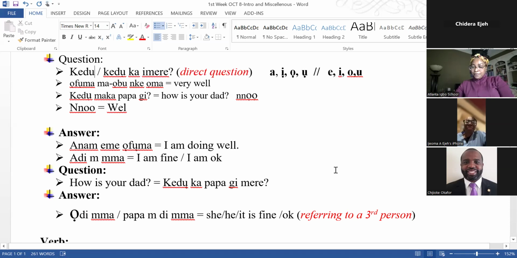How is your dad? The first one, how are you? The second one, how is your dad? The third one, welcome. I'm saying them in English. And then don't forget, you're supposed to know what to answer. So let's just limit it to all these three of them. We are not going to do too much. All right, so I'm going to stop sharing.